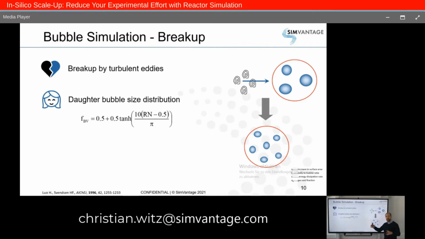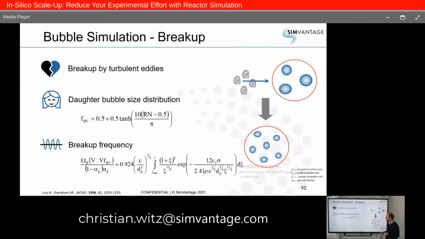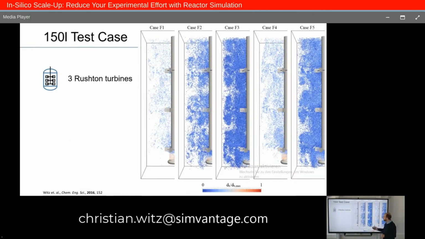And this means that you can directly calculate if equally sized bubbles are formed, or if a larger and a smaller bubble is formed after the breakup event. And together with the breakup frequency, so how often such a breakup event occurs, with the daughter bubble size distribution and the breakup frequency, you can model the whole breakup within your reactor. And with this, you can already do first test cases.